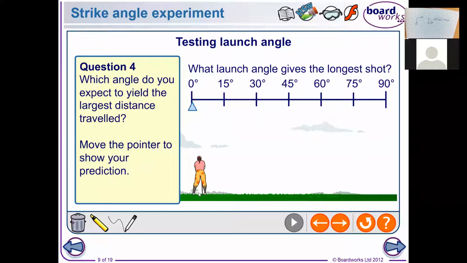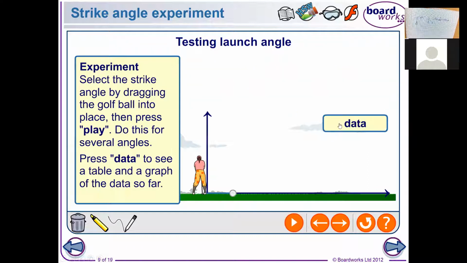Well, if we think about it, if the launch angle was 0, the ball would just roll along the ground, so it wouldn't go very far. If it was 90 degrees, the ball would just go up and then back down again. So it must be somewhere in between. Logically, you would assume it'd be somewhere in between the two. And we can test it.